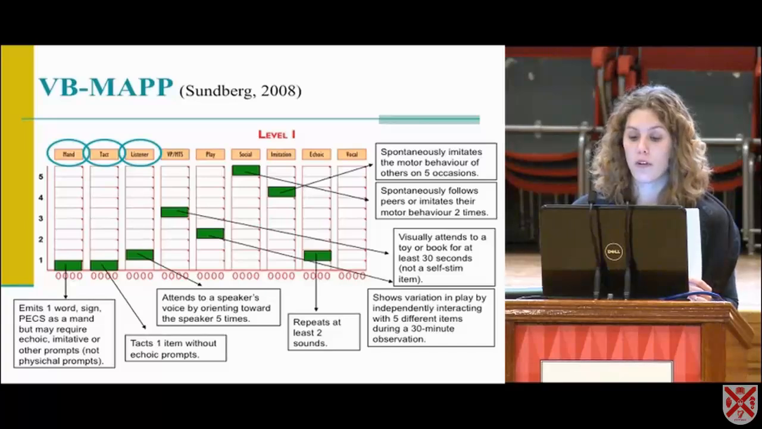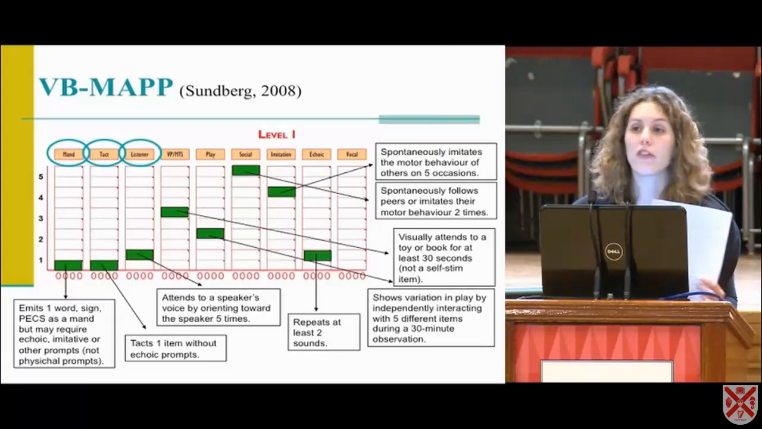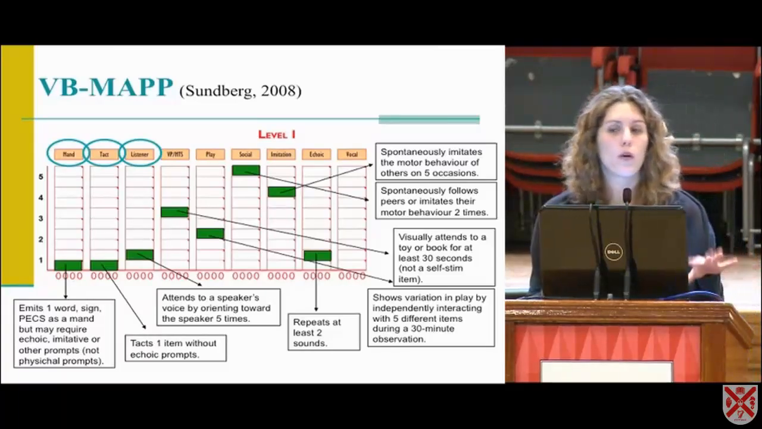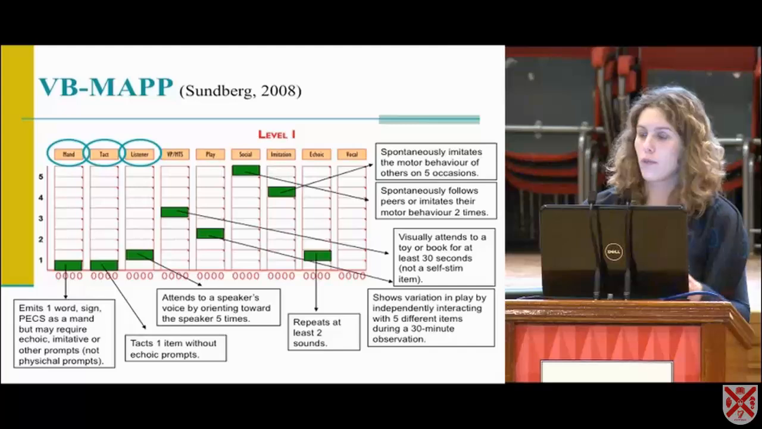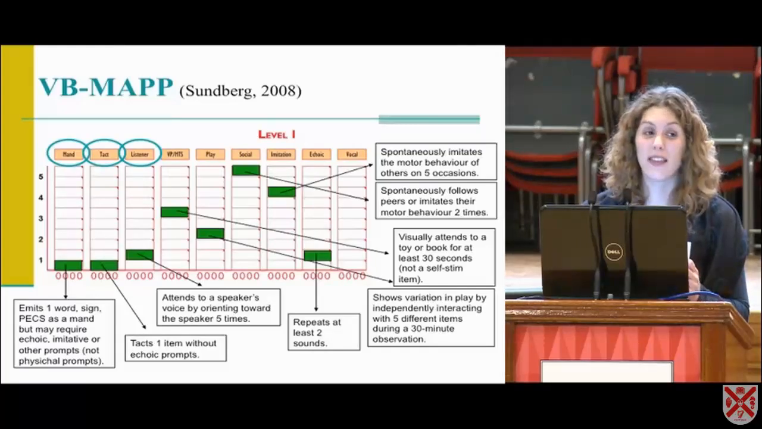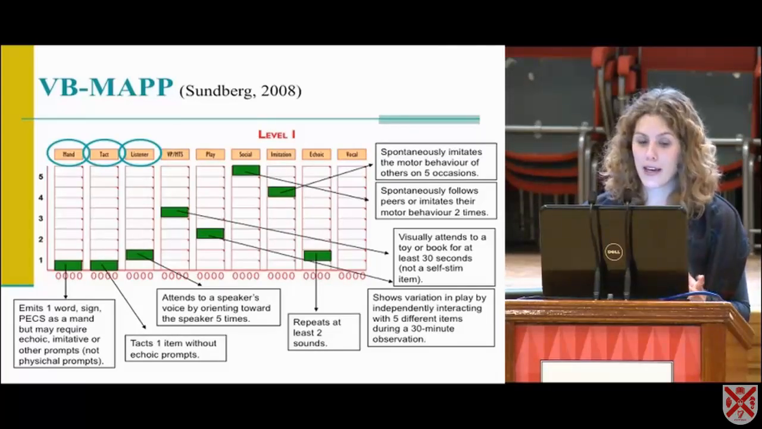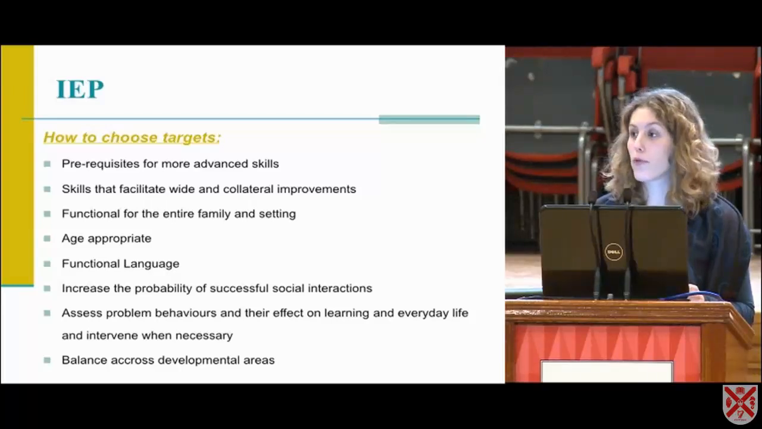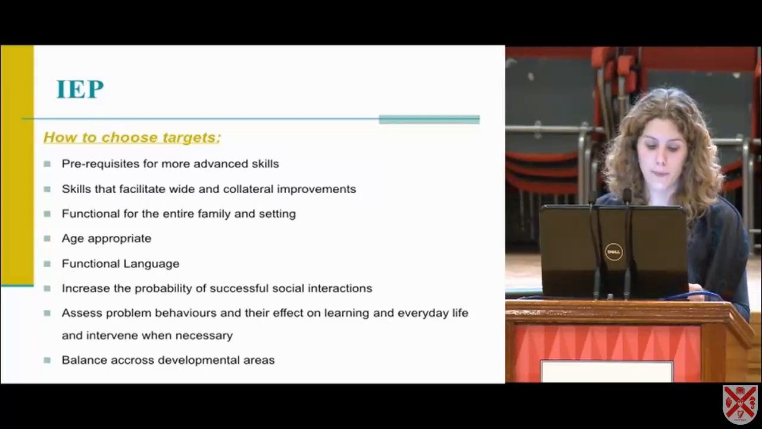So for example, the echoic column, this box here: is the child able to repeat at least 2 sounds? So it's very, very specific. So after we've done the assessment and we know exactly what the child is able to do, we have to design the individualized educational program, the IEP. So how to choose targets? Some general guidelines here. We have to choose, first of all, prerequisites before we start teaching more advanced skills.